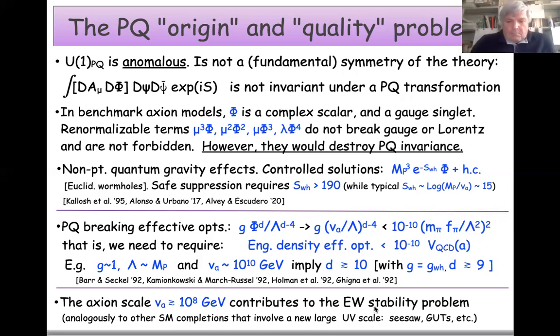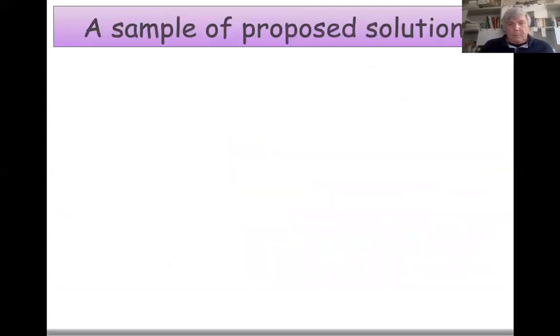This problem is much larger than, I mean, the axion gives only a contribution to this stability problem. There are other standard model completions which involve new large scales, like the seesaw mechanism and so on, that also bring in a problem of electroweak stability. Nevertheless, if we can find a solution, as I will show in the last slide of the talk, to the problem not of the electroweak stability, but of the contributions of the Peccei-Quinn mechanism to the electroweak stability, we also have automatically a solution to the origin and quality problems.